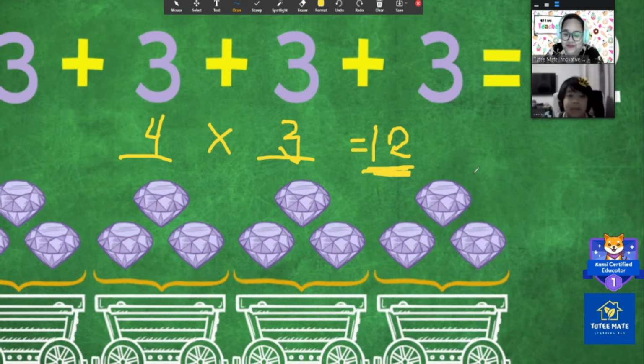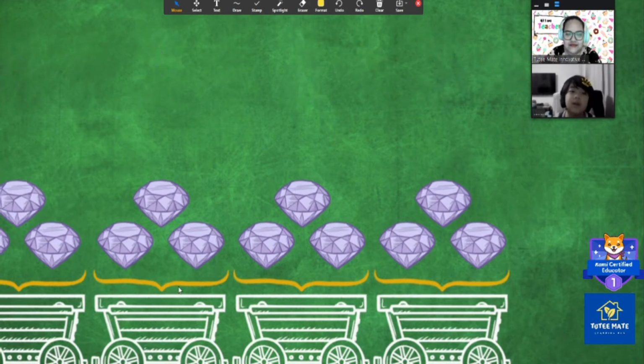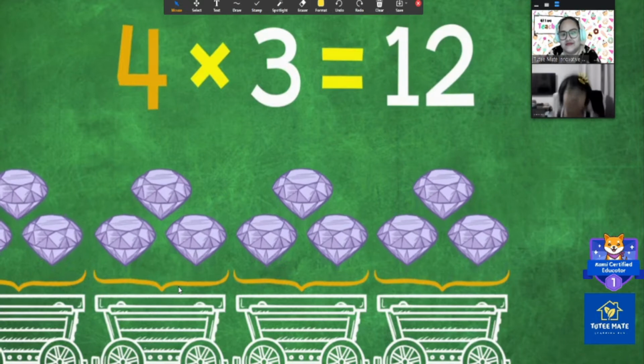Okay, so Jimmy, the 12 was shared into how many groups? 4. How many diamonds in each group? There are 3 diamonds in each group. Find out by multiplying. 4 times 3 equals 12.